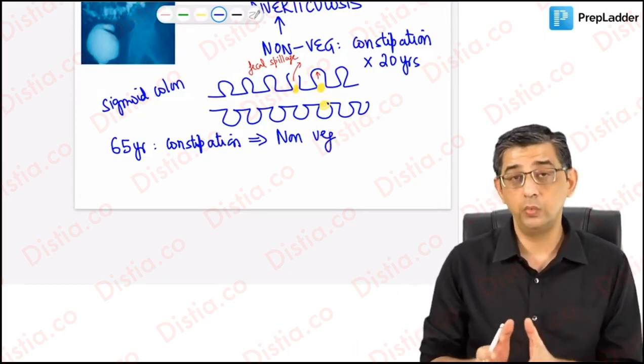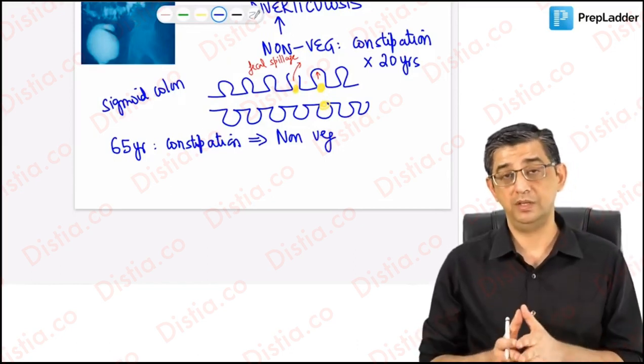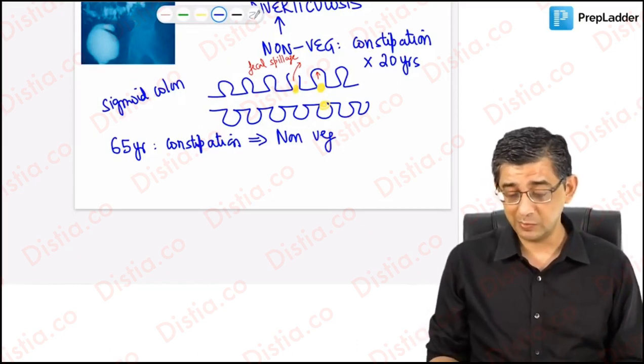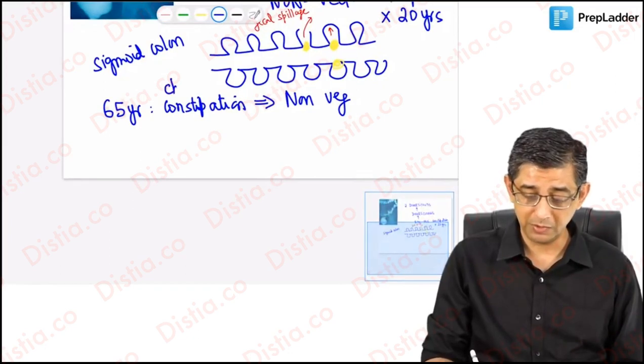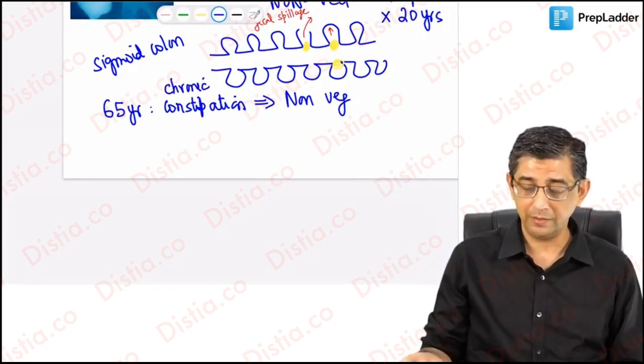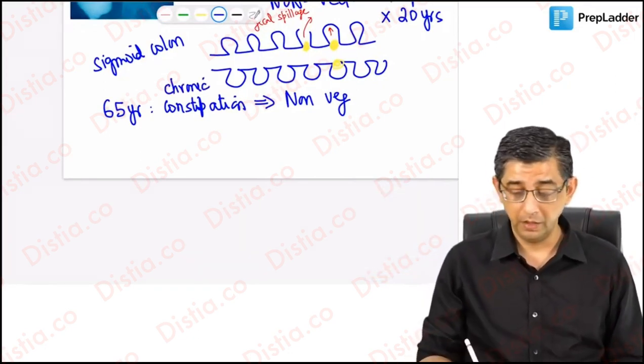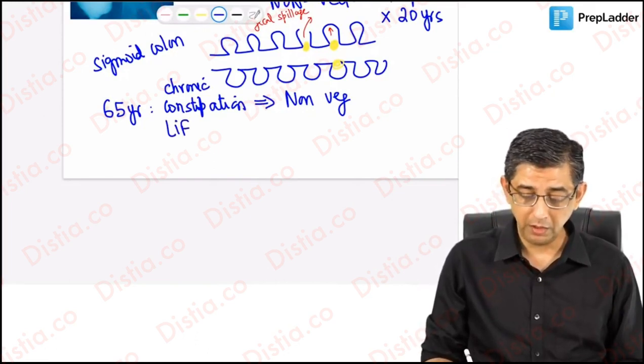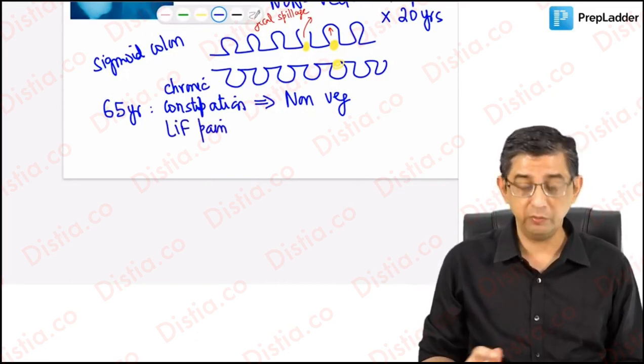Yes, that is when you will think in terms of the fact that there could be a malignancy. But this guy has been suffering from this for a long duration. So I'm saying the word chronic constipation and then non-vegetarian person. Today, when he came to my clinic, he had severe left iliac fossa pain.